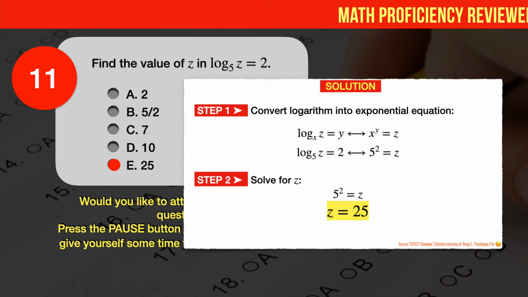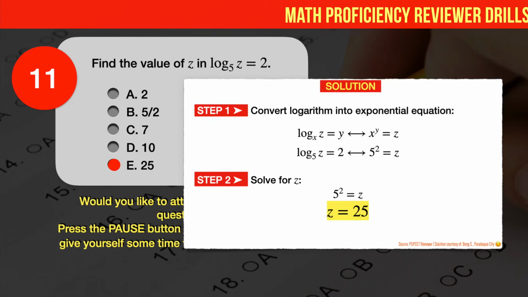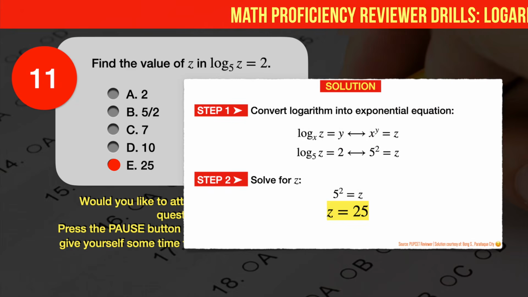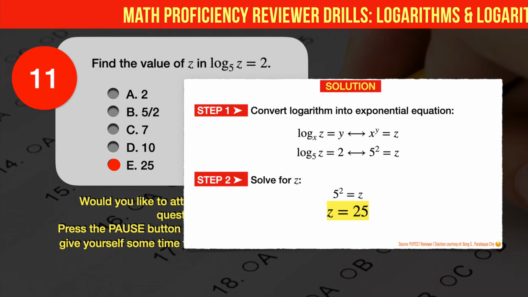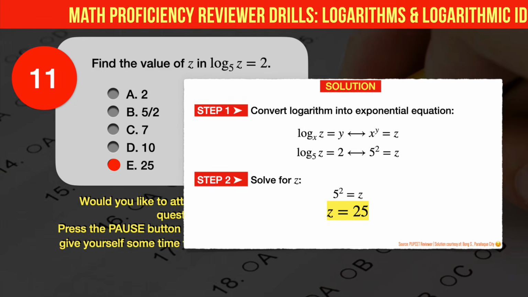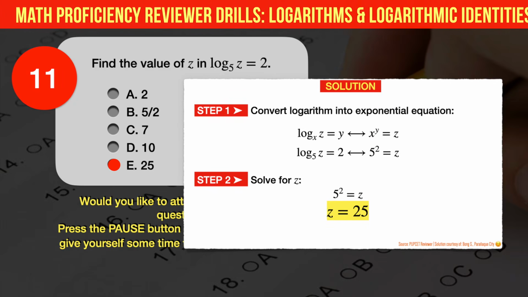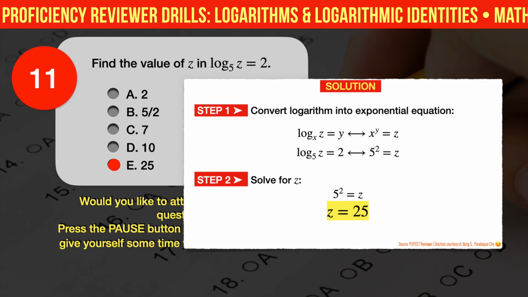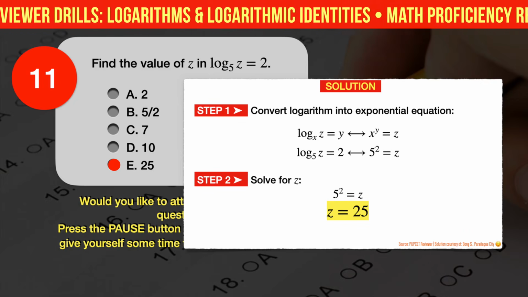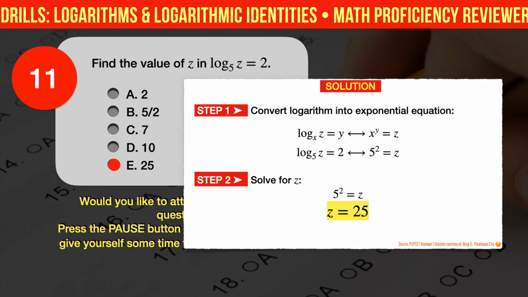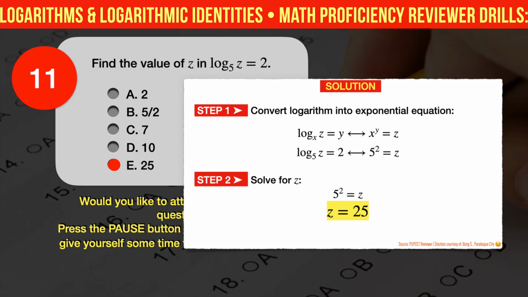As usual, the first step is to convert the given logarithm equation into its exponential form, as shown. In previous drill questions, we've mostly been solving for the exponent y. This time around we are solving for z, since x and y are already given as 5 and 2, respectively. Solving for z is as straightforward as getting the square of 5, which, of course, is 25.